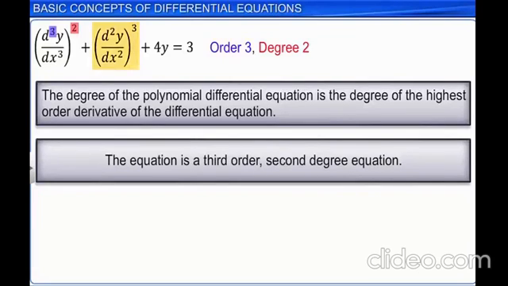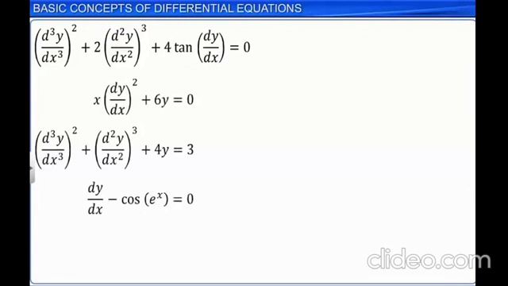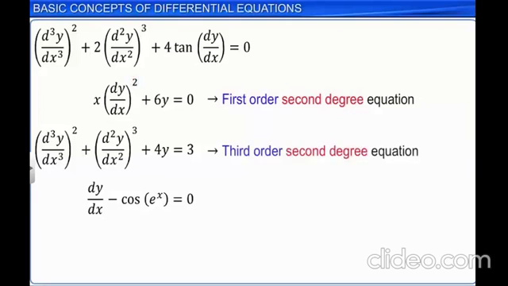Consider another differential equation. This is not a polynomial differential equation. Hence, its degree cannot be determined. The order and degree of other differential equations are shown here. The order of the first equation is 1 and its degree is 2. The order of the second equation is 3 and its degree is 2. The order of the third equation is 1 and its degree is also 1. Please note that the order and the degree of a differential equation are always positive integers.